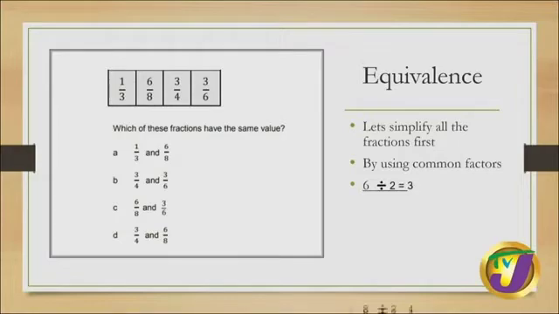Let's do that now. So the common factor here is 2. 2 divided into 6 goes 3 times. 2 divided into 8 goes 4 times. So what does that tell us? 6/8 is equivalent to 3/4. That's what it tells us. All right?